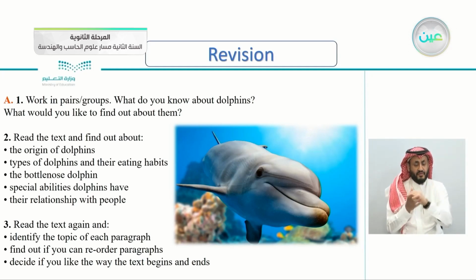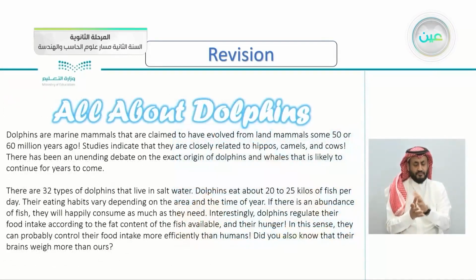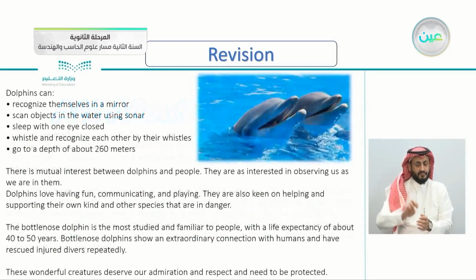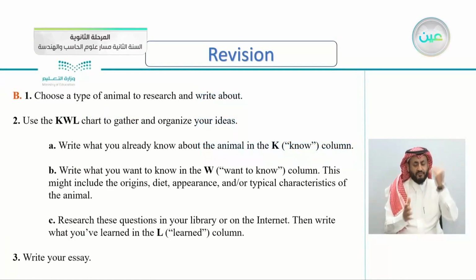If you remember, we read a text about dolphins, all about dolphins, that they are mammals that claim to have evolved from land mammals some 60 million years ago. Then we answered these questions.